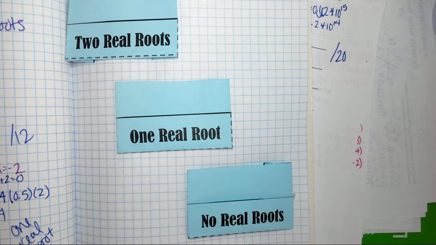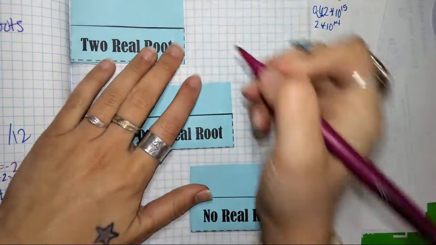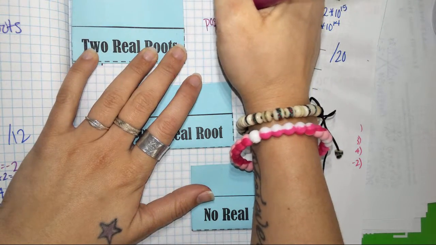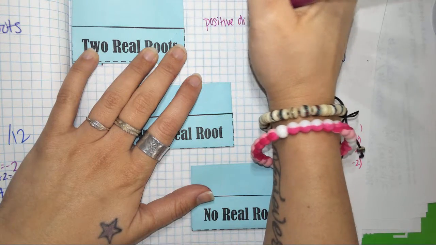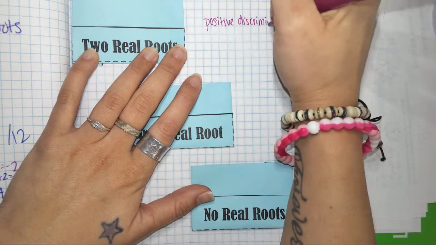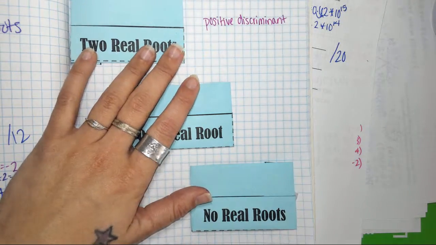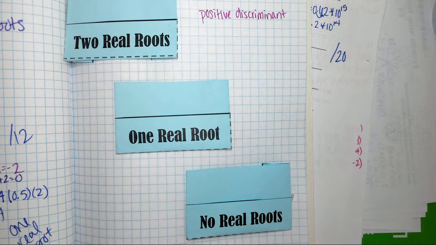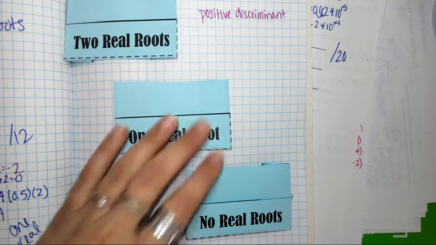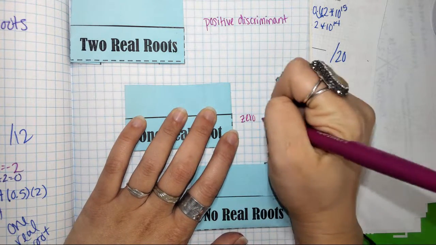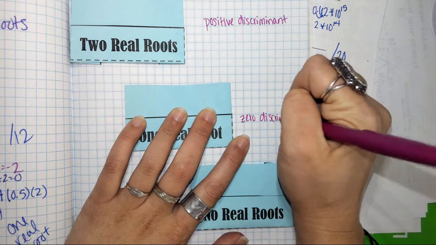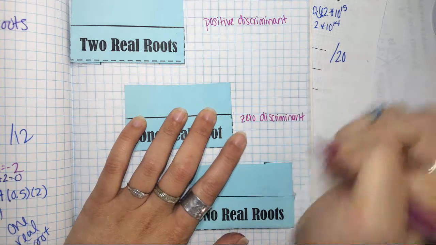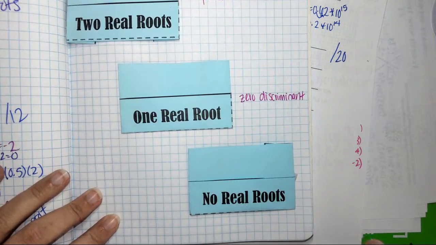Now, beside 2 real roots, what kind of discriminant do we have for it to have 2 real roots? A positive discriminant. So we're going to write positive discriminant. You haven't heard discriminant that we learned yesterday? That we said. Alright, for it to have 1 real root, what does our discriminant have to equal? A 0 discriminant. Good. And a negative what? A negative what? There you go.